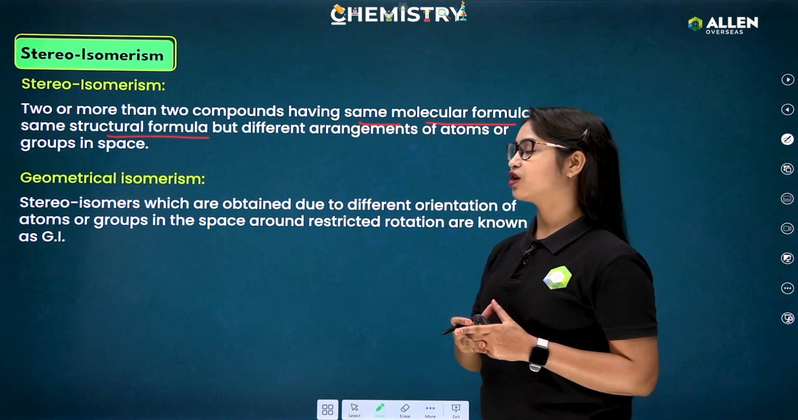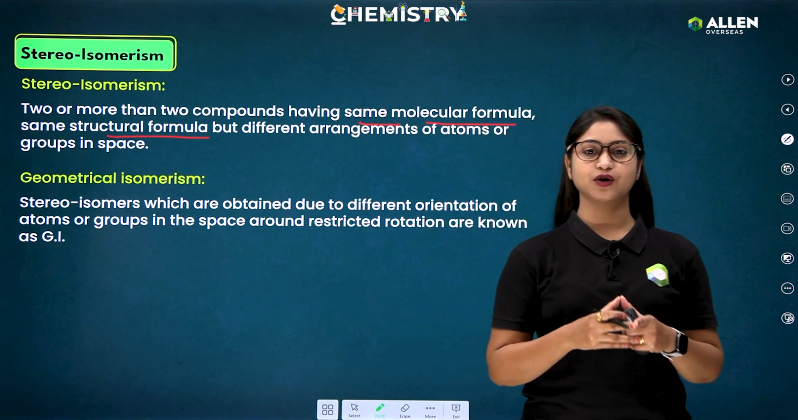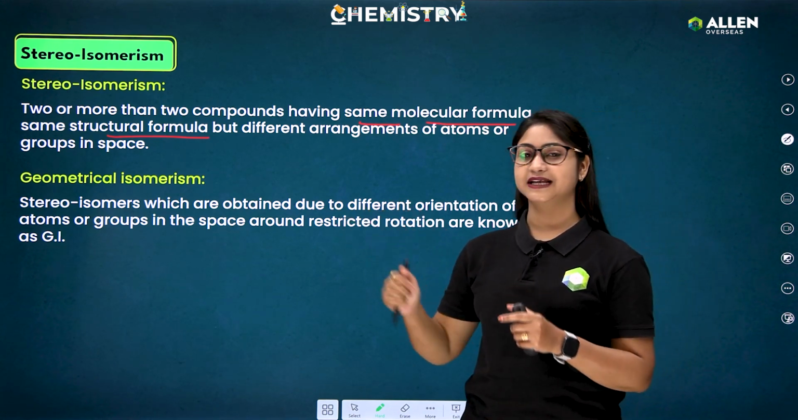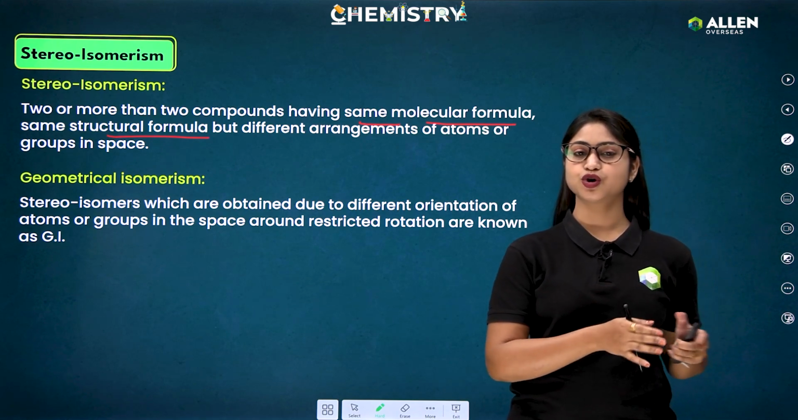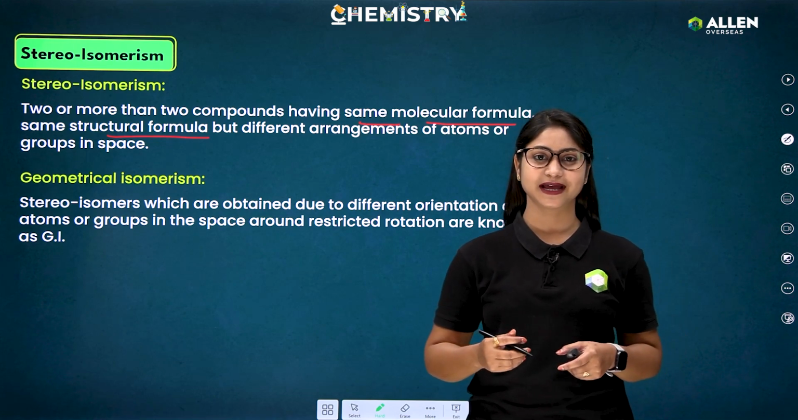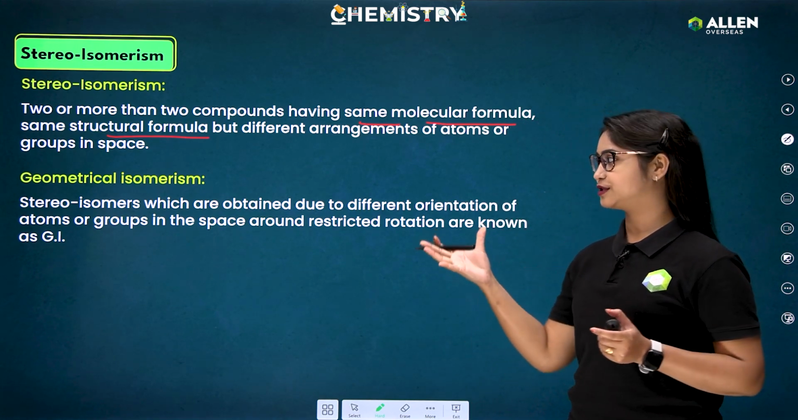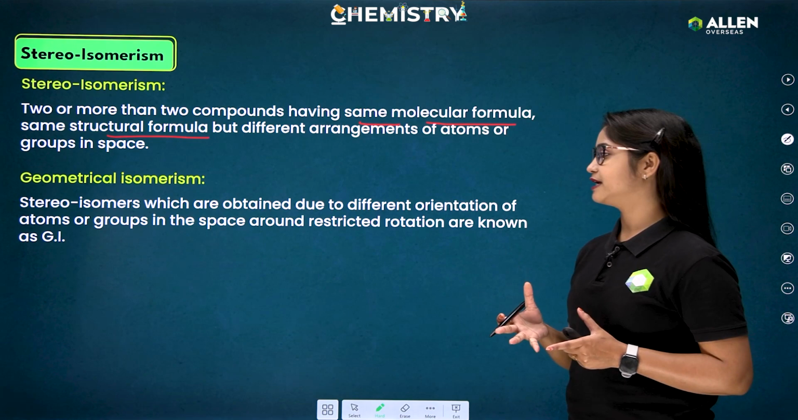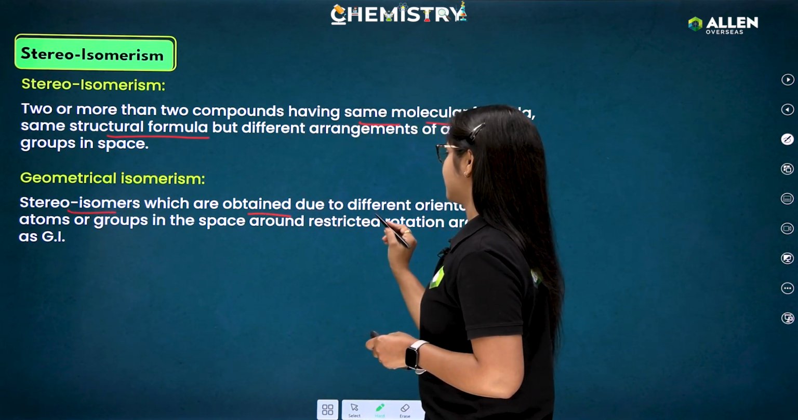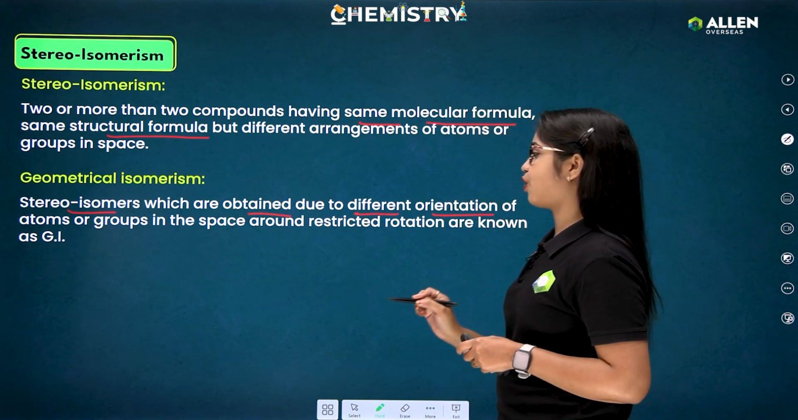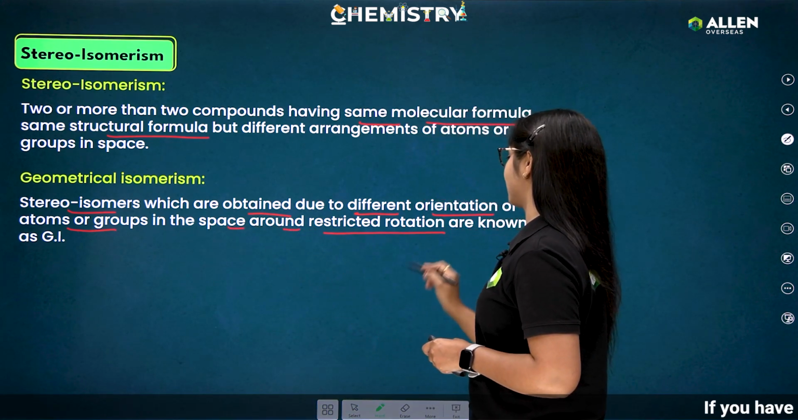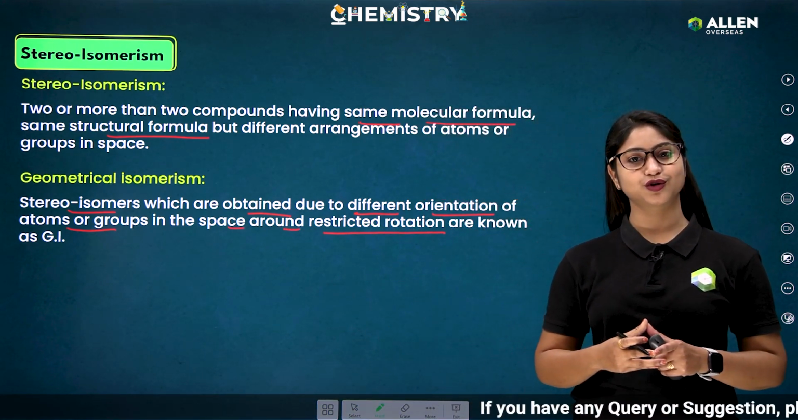And here, if we talk about how many types of stereoisomers we have, there are 2 types of stereoisomers: basically geometrical isomerism, and the other is optical isomerism or optical isomers. So let's start with the geometrical isomers. Geometrical isomers are those stereoisomers which are obtained due to different orientation of atoms or groups in space around restricted rotation, and are called GI or geometrical isomers.